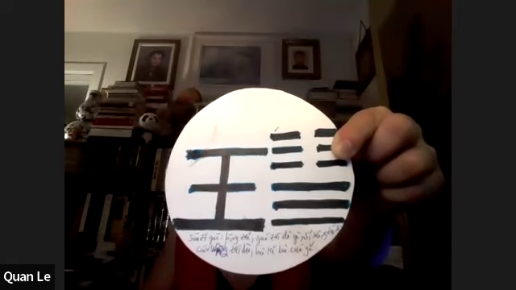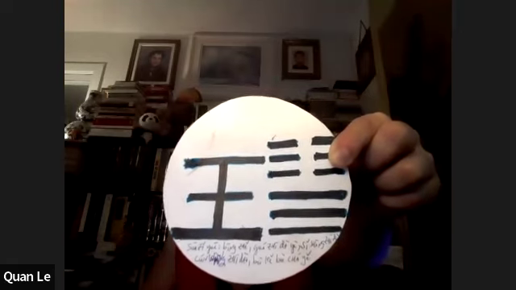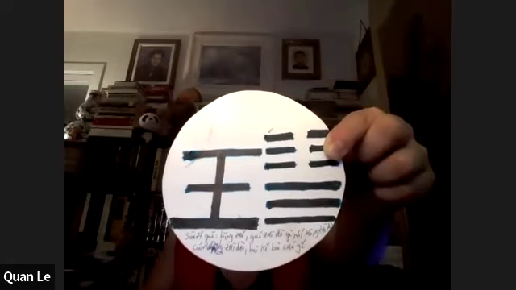The second middle horizontal line is also called man. And the top horizontal line is also called heaven. So Confucius, there is a paragraph in the Analects of Confucius, which is paragraph 2.4.